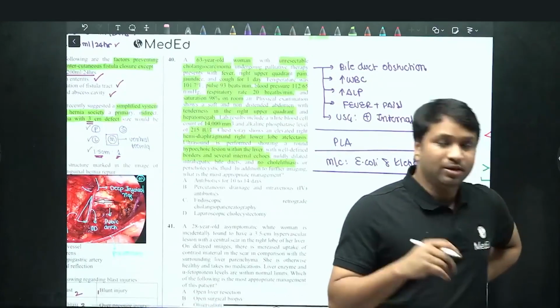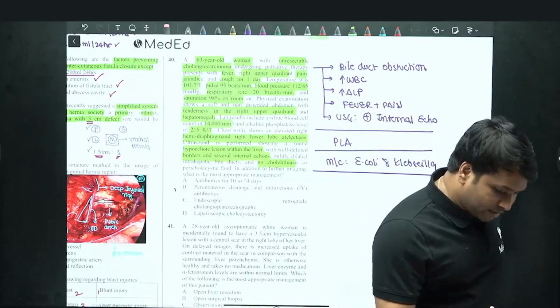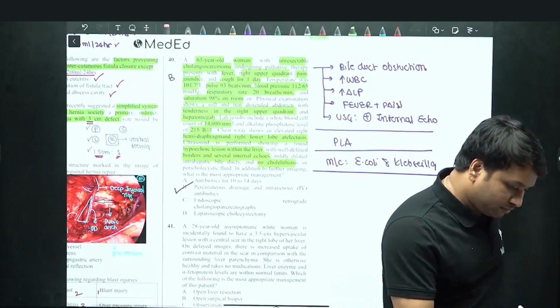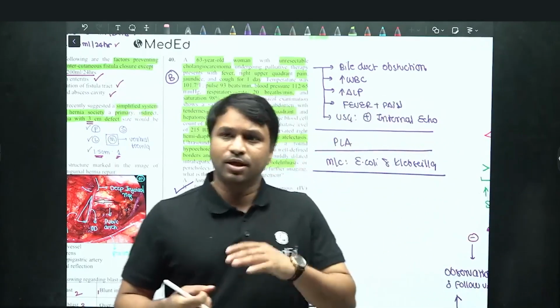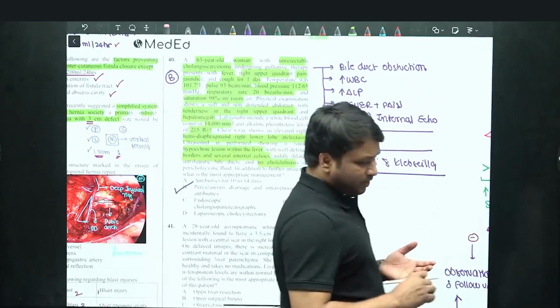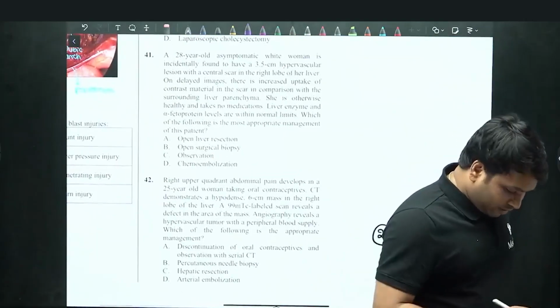So, this is a true infection. You have to go with drainage of the abscess and cover with antibiotics. Answer here is going to be B for Bombay. It is going to be a pyogenic liver abscess. You have to drain the pyogenic liver abscess, right? Okay. Question number 41.